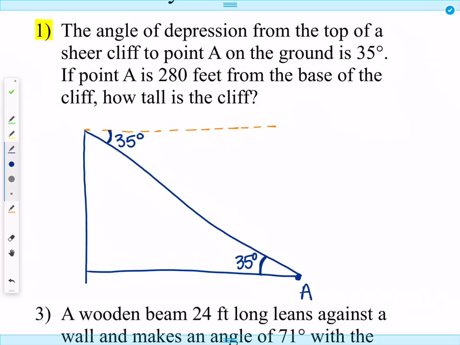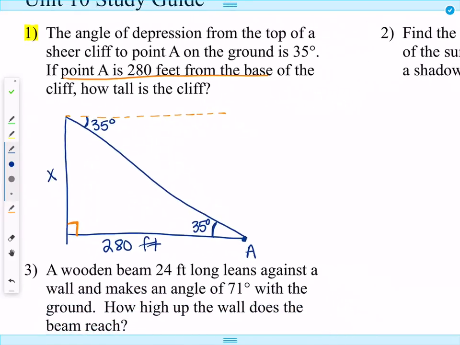And it tells us that point A is 280 feet from the base of the cliff. So of course the base of the cliff would be this bottom left-hand corner. And so we're going to put 280 feet down here at the bottom. And they want us to find out how tall the cliff is. So our X is going to go over here on the left-hand side. Because you have a right triangle, you can use your trig here. And so I'm going to label my X as my opposite because it's opposite from that 35 degrees. The 280 is going to be my adjacent.